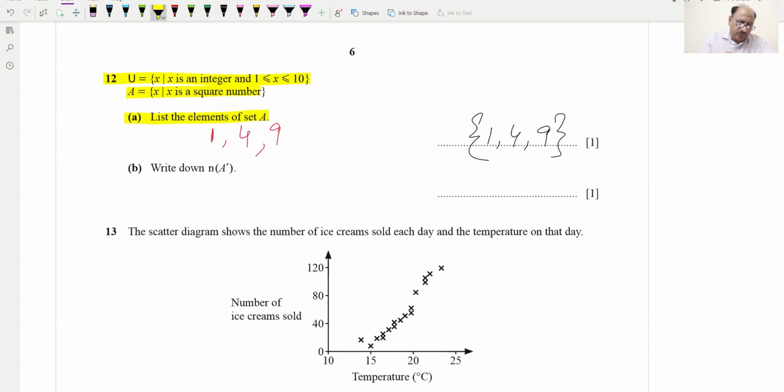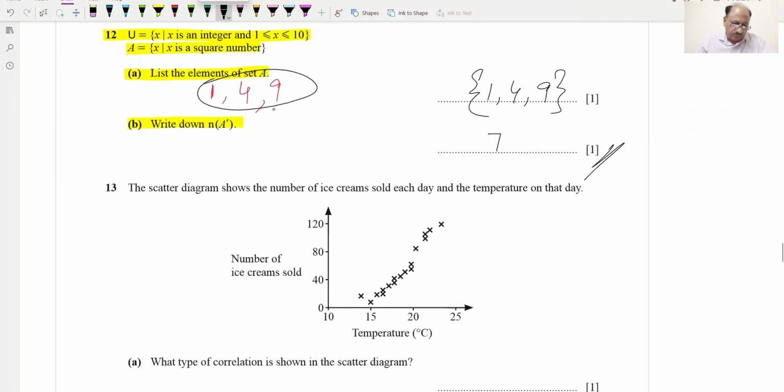Then write down n of A complement, the members which are not there in A. Not there in A will be how many members, because total are 10. So out of 10, 3 are these, so remaining will be 7. So it will be 7 will be our answer, and this is also a 1 mark question.